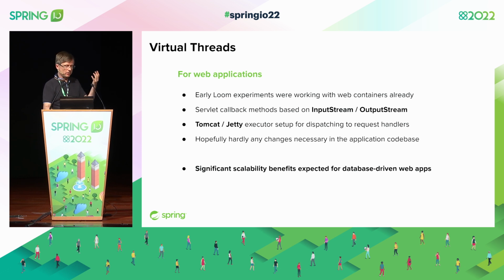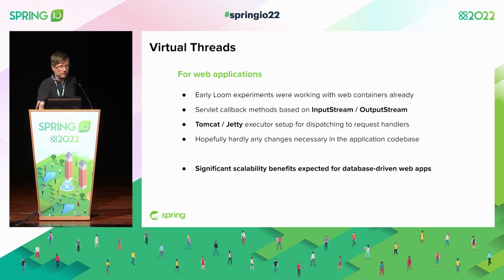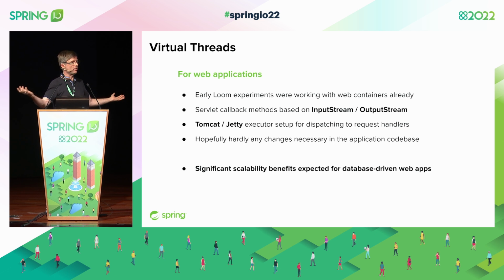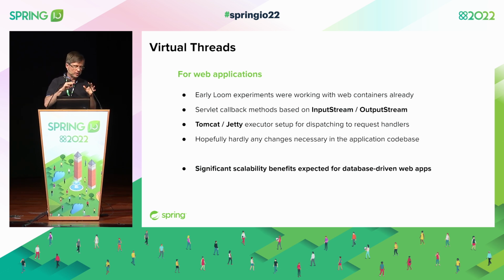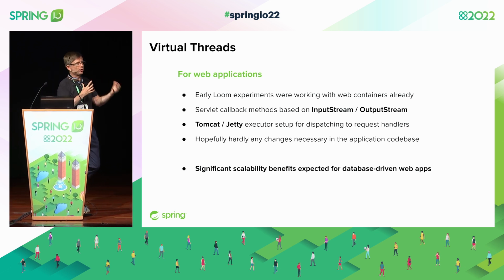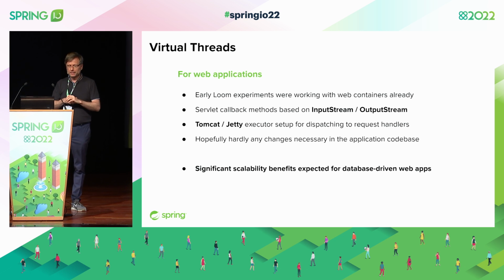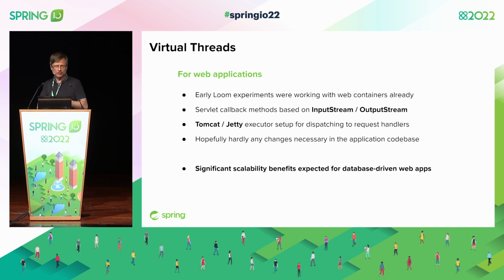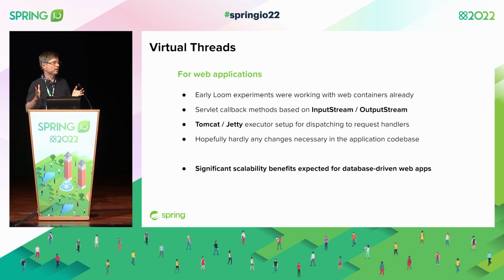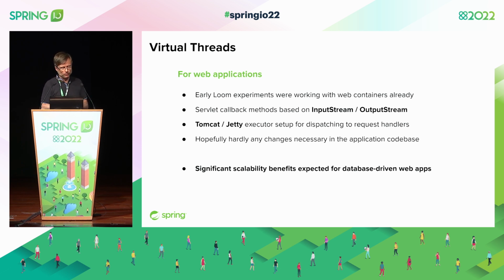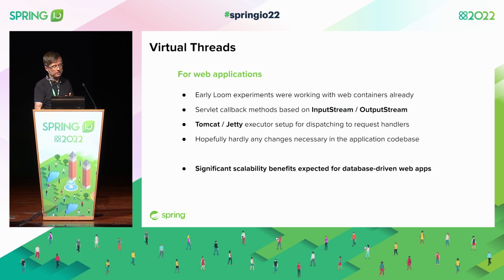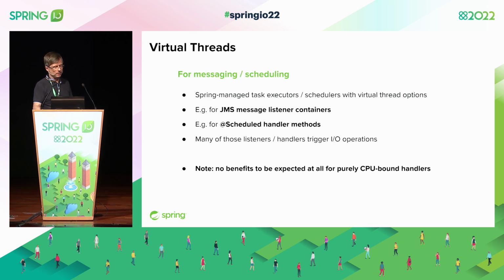All right, I was already mentioning Tomcat and Jetty as a main target. Web applications with their typical callbacks to MVC handler methods, to servlet methods, operating with input streams, output streams, potentially blocking for many reasons, typically database bound. There's a significant scalability benefit to be expected for such applications, and those are the primary targets.